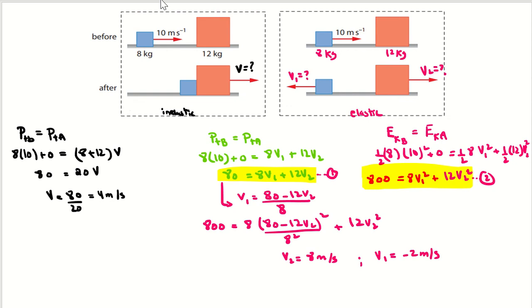So this is how I used the conservation of momentum along with that of the kinetic energy to find the speed after collision for both. So let me just recap everything that we've done till now.